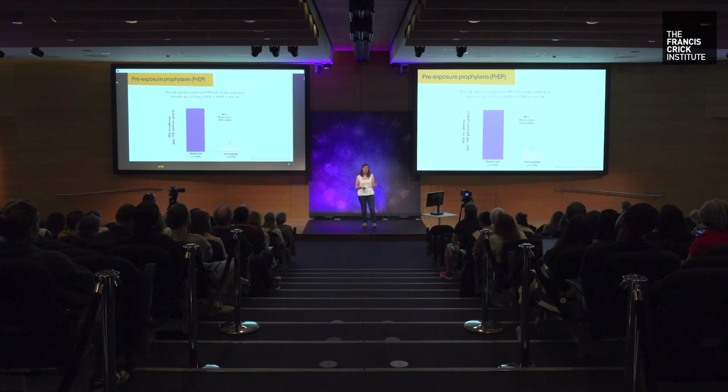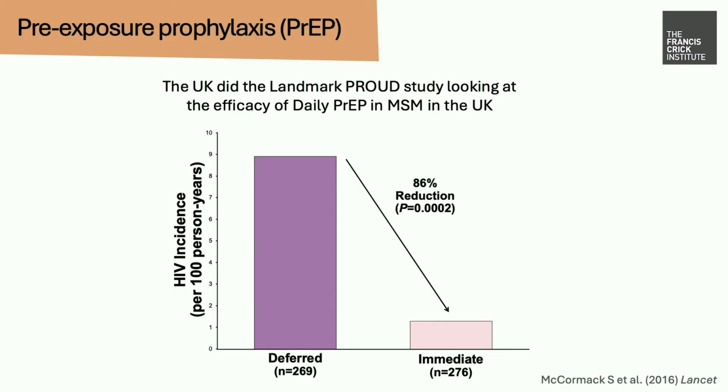And we can also use these drugs in another way, so we can actually use them to prevent infection. And so this is called PrEP, or pre-exposure prophylaxis. And people take the drugs to protect themselves. And the UK was actually one of the countries that did one of the landmark studies in this, to show that there was an 86% reduction in people catching HIV if they were taking these drugs as a preventative measure.